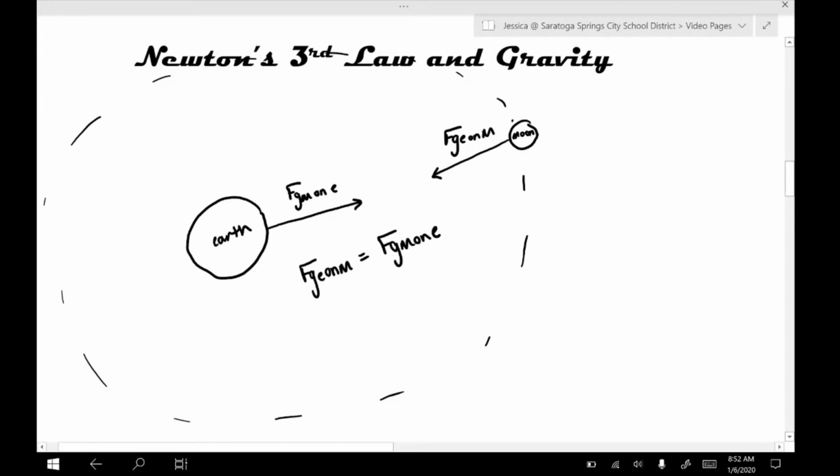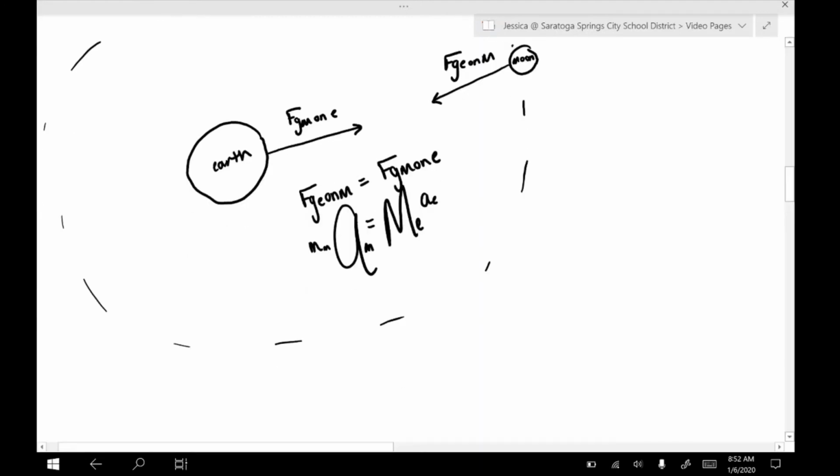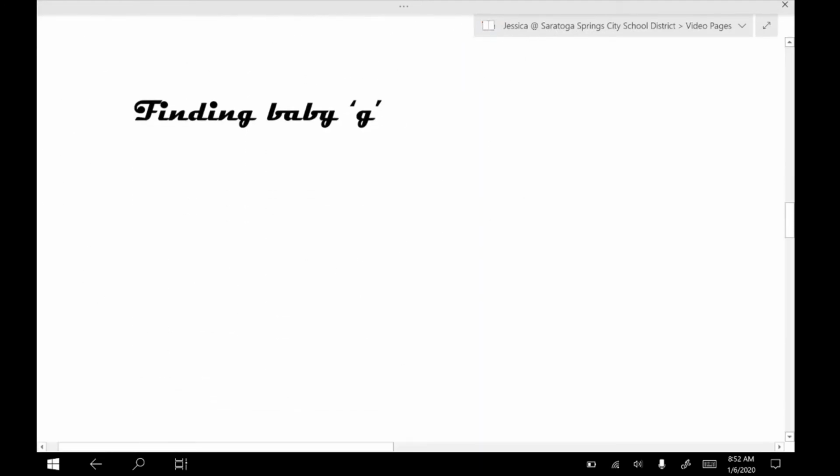The reason why the moon is the thing that does the orbiting is because the moon has a much smaller mass compared to the Earth, which is very large. In order for their forces to be equal, the moon must have a very large acceleration compared to the Earth. It's the same sort of idea between the Earth and the sun. The reason why the Earth orbits around the sun is because the sun is so much more massive that its acceleration is essentially negligible.